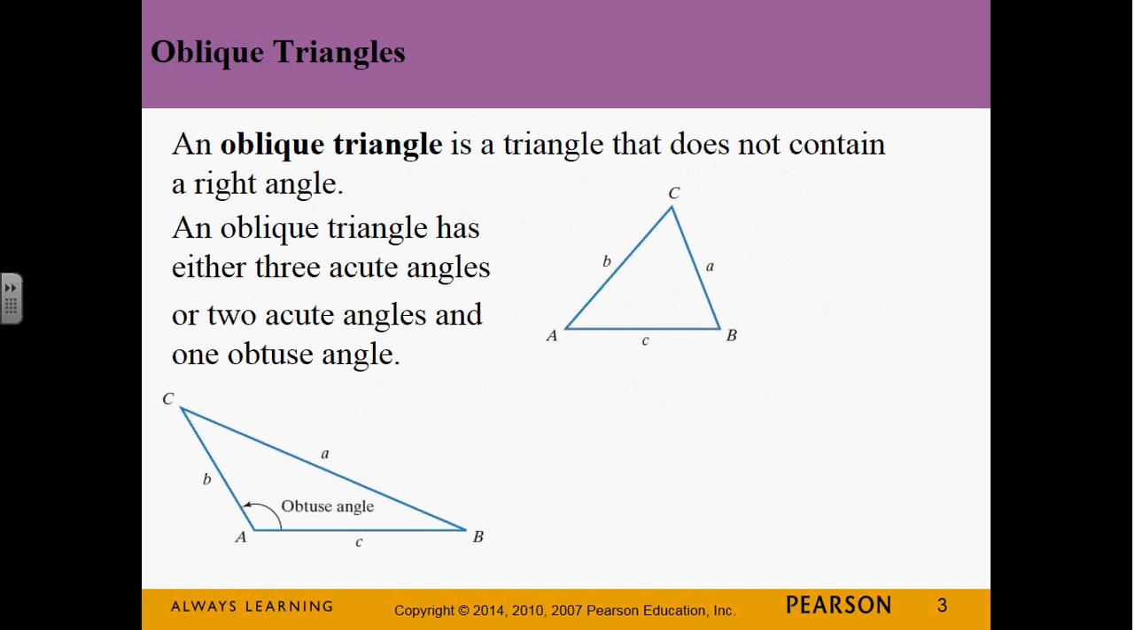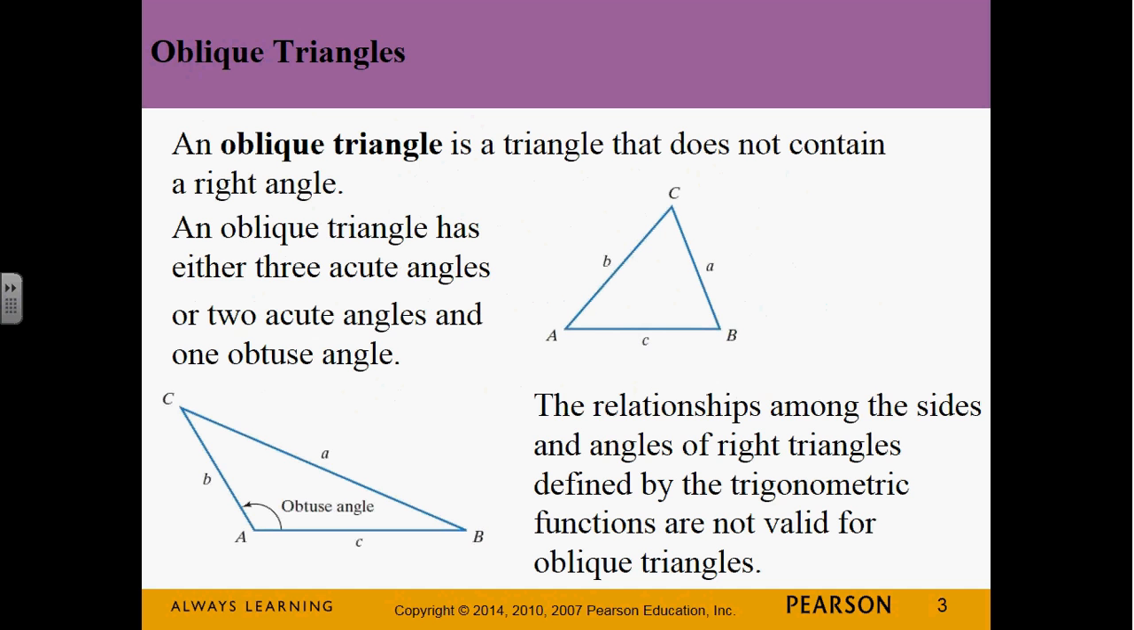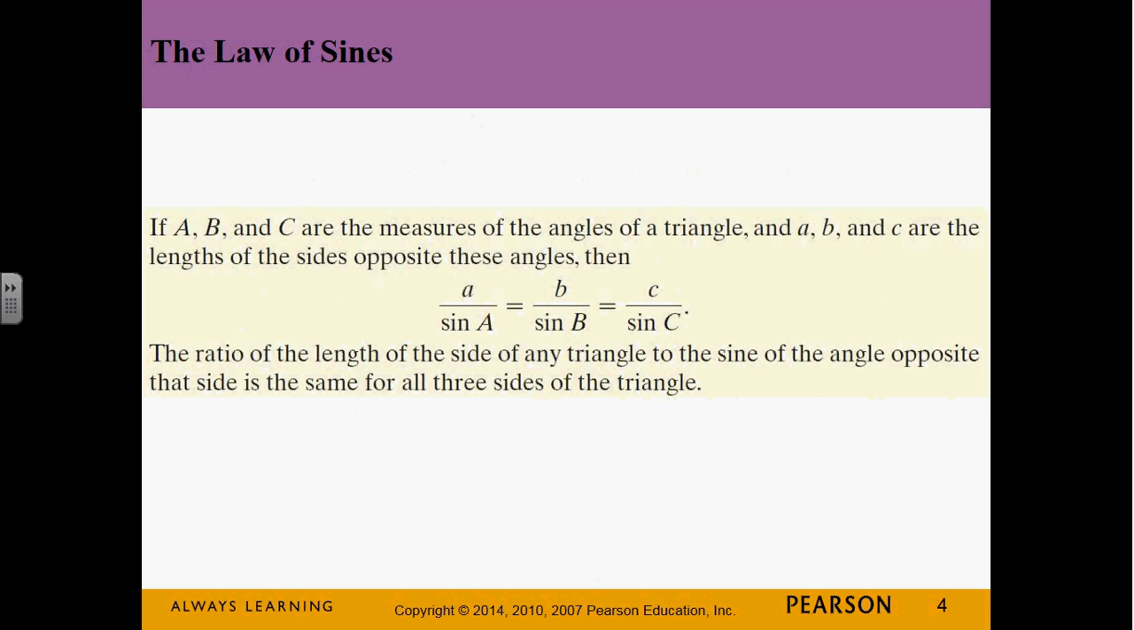Or it could have two acute angles and one obtuse angle. So this is going to be an obtuse oblique triangle. Okay, this is just a little bit of geometry background, right? Everybody should be familiar with acute and obtuse triangles. Now, the relationships among the sides and angles in right triangles are defined by those trig functions that we've been doing, but they're not valid for any of these oblique triangles. So we're going to look at something called the law of sines.